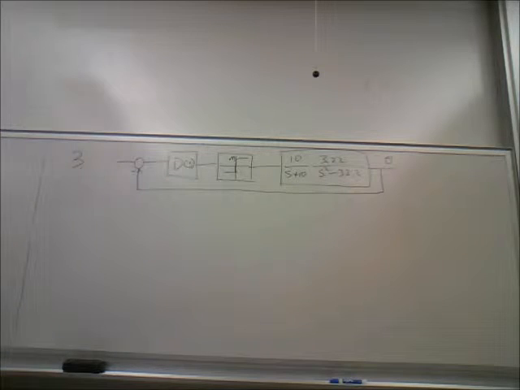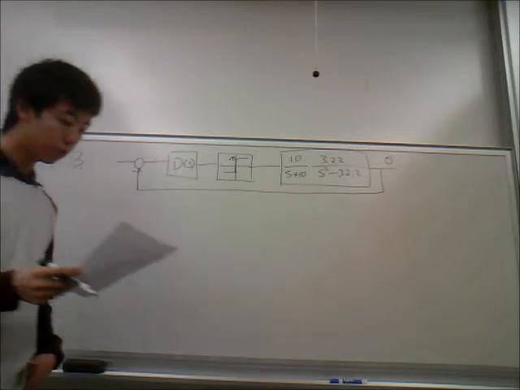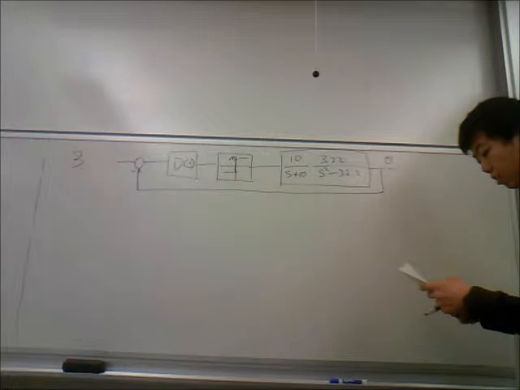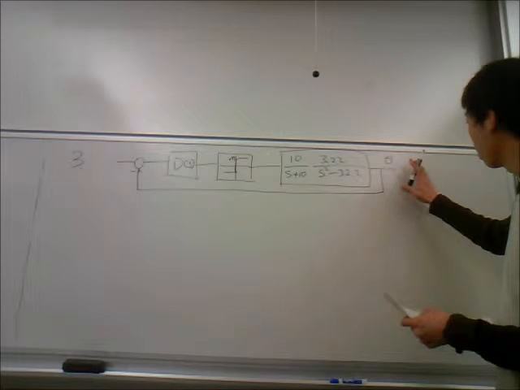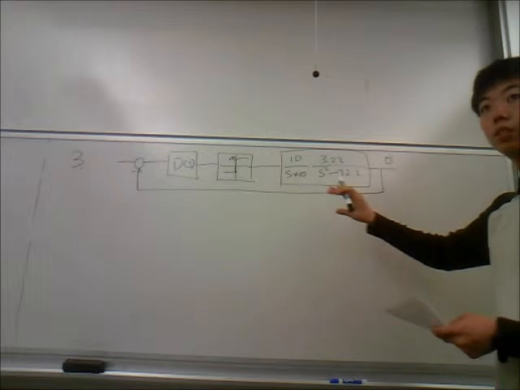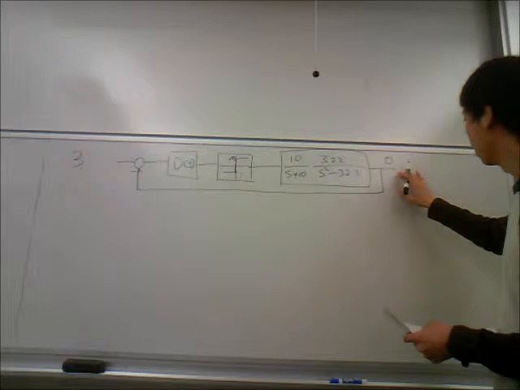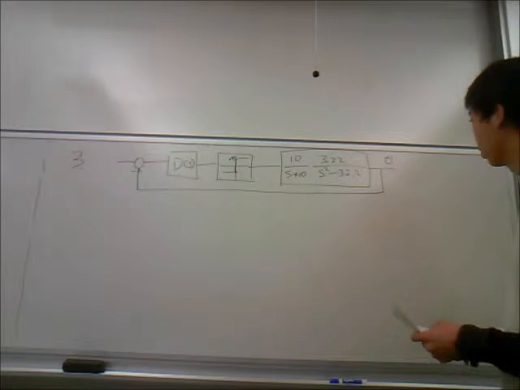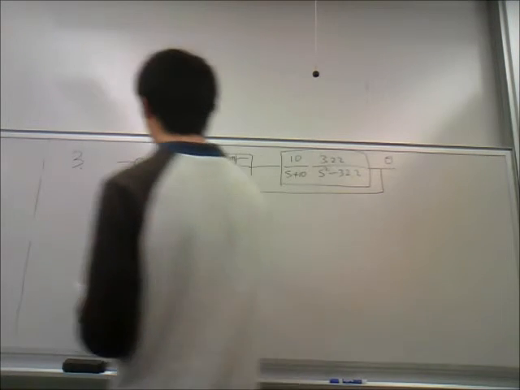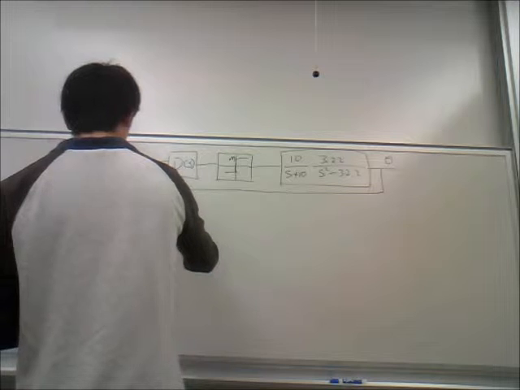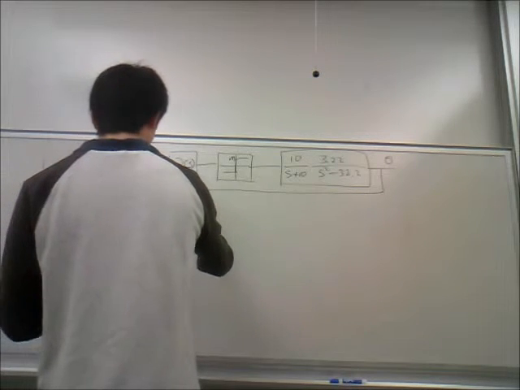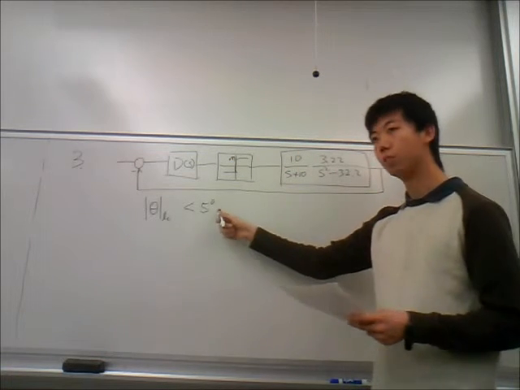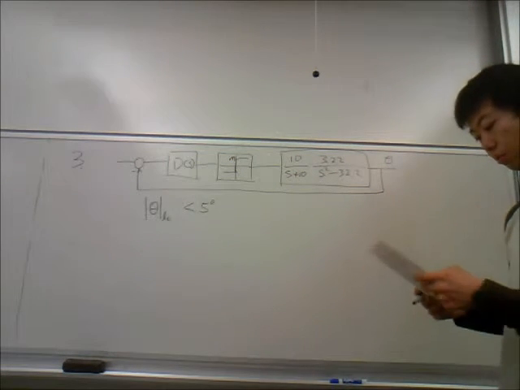So the question asks to find a compensator D of s such that the limit cycle that you get has an amplitude at theta of less than 5 degrees. So just write that up. So theta limit cycle is less than 5 degrees. Remember to convert this to radians when you're doing this question.